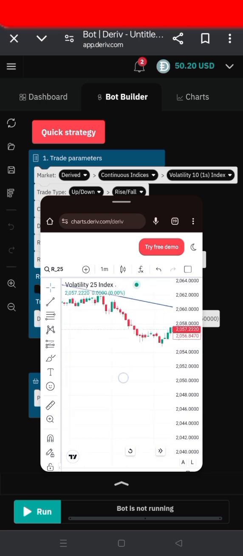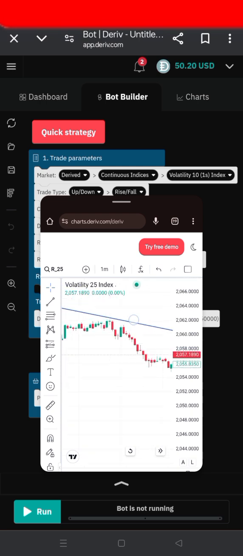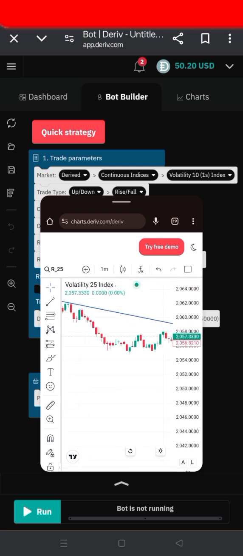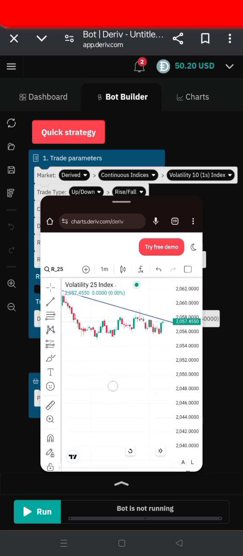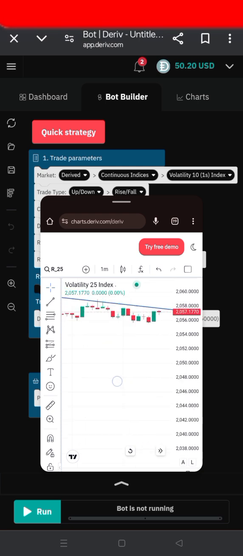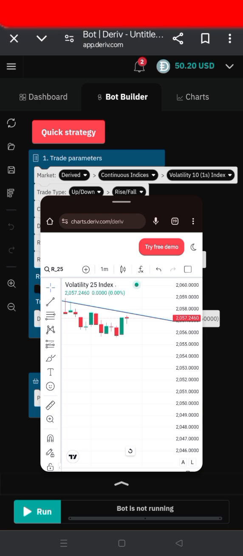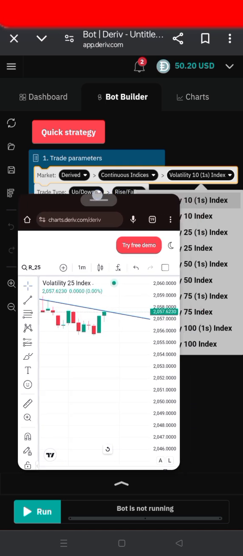Let's leave alone the 10-1s. Instead of trading rise or fall, we will just trade this volatility 25. Let me start afresh and proceed with this one. I've seen a very good trend line. The market has touched those key areas showing that it's a downtrend. So I'm waiting for either the market to cross that trend line in the up direction, or the market to hit that trend line and push the market down. Let's keenly observe how this market will behave, and we will trade what we see.